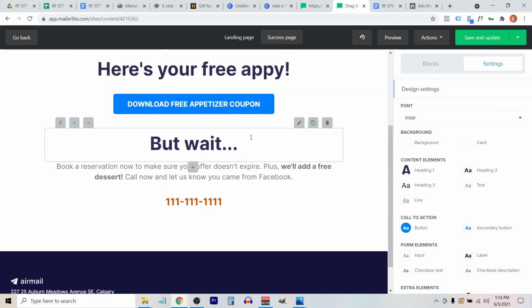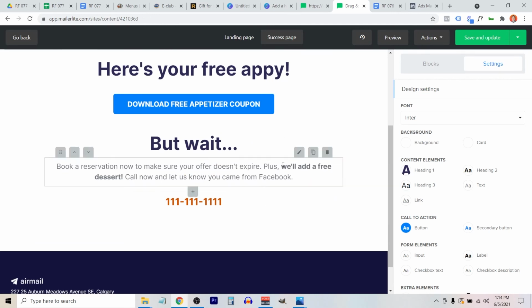The great thing about this as well, you can obviously measure the amount of people that download your coupon, and when you have an offer like this where you say, let us know you came from Facebook, and you get them to book a reservation, you have greater traceability of the business that was actually generated, the revenue that was actually generated as a direct result of your Facebook ads.